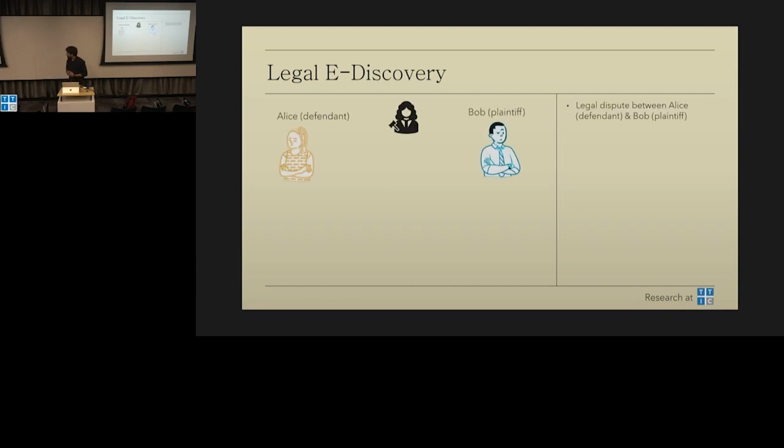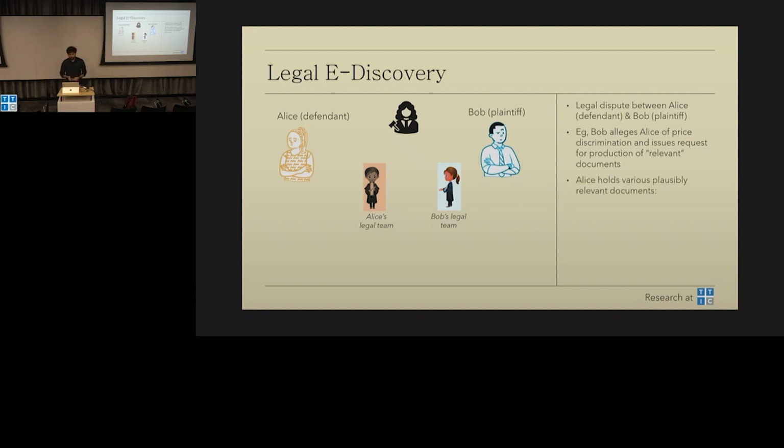But let's assume that Bob somehow is unhappy with Alice and he's filed a legal suit against Alice. Bob is the plaintiff and Alice is the defendant. Let's just, for example, suppose that Bob says that Alice has given unfair pricing to Bob for some goods. Bob can then request a production of relevant documents from Alice. These could be bills that Alice has about her interactions with other customers. It could be various things depending on what the lawsuit requires.